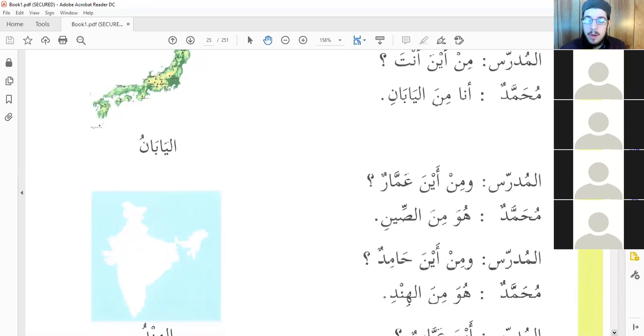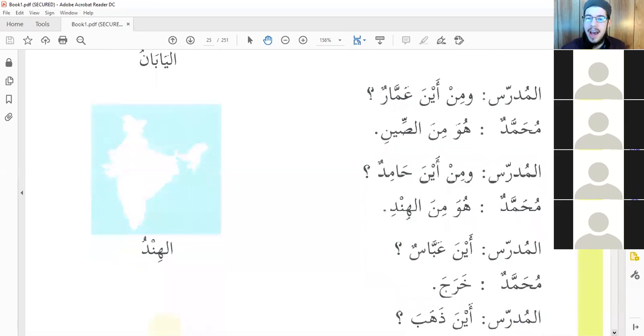Notice how the question changes if we remove the preposition. The mudarris here, he asks at one point, Aina Abbas, which is a different question than Min Aina Abbas. If he had said Min Aina Abbas, it would have meant, where is he from? But without the preposition, Aina Abbas means, where is he?